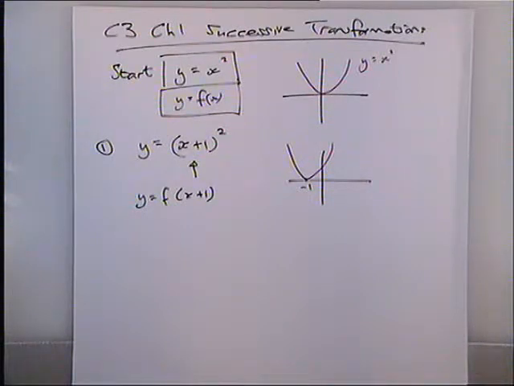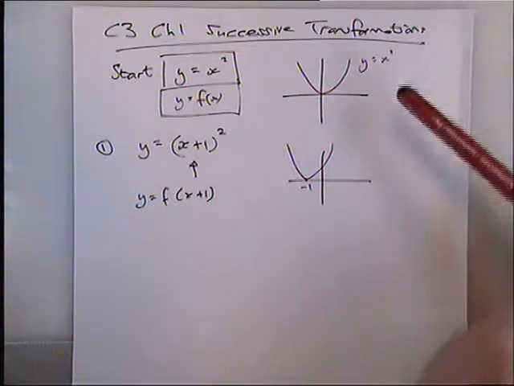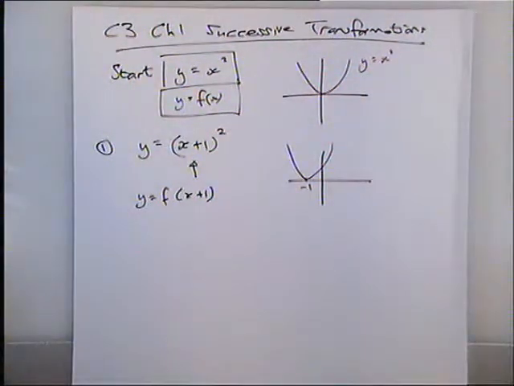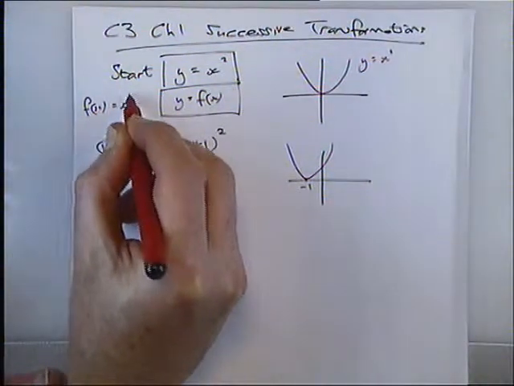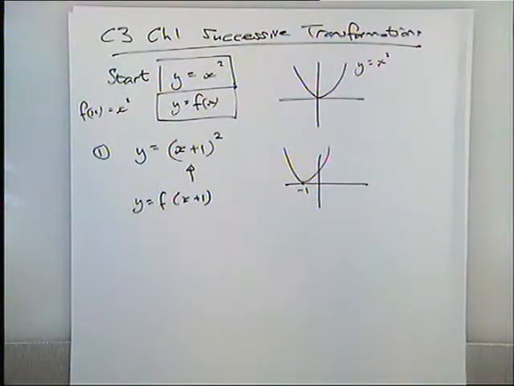So this is C3, Chapter 1, Successive Transformations. We started this ever so briefly at the end of last lesson. We're having a start graph at the moment for everything we're doing of y equals x squared. It just looks like that. So our function of x, f of x, equals x squared. Okay. Yes, I do have a ruler, Corey. So it's actually having spotted one.